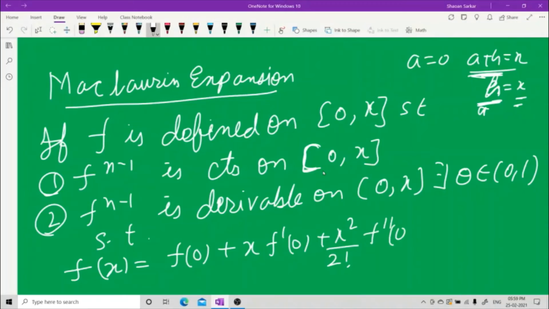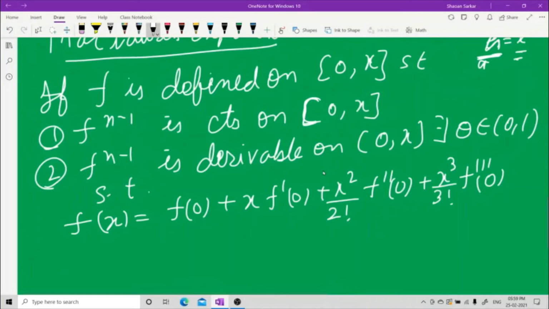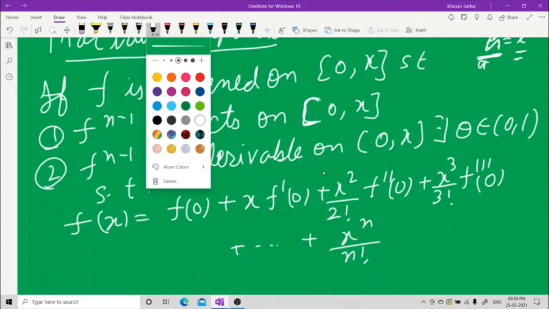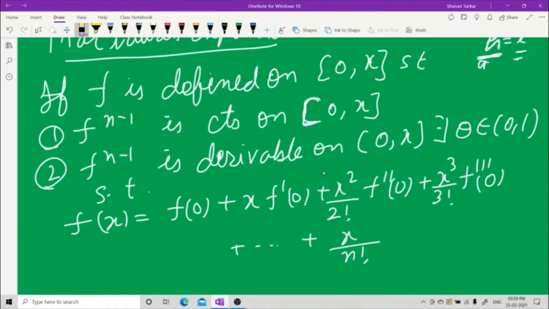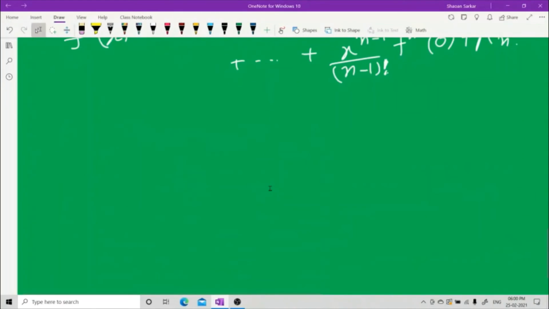f double derivative of 0 plus x cube by 3 factorial f third derivative of 0 plus so and so forth, plus x to the power of n minus 1 upon n minus 1 factorial f of n minus 1 of 0, plus Rn. Now this is Rn.